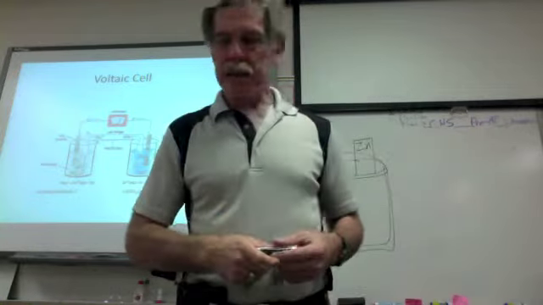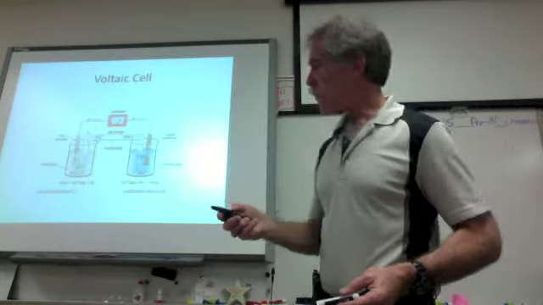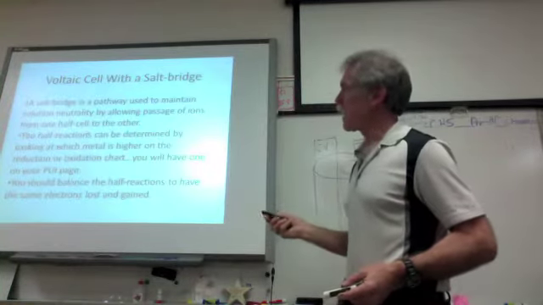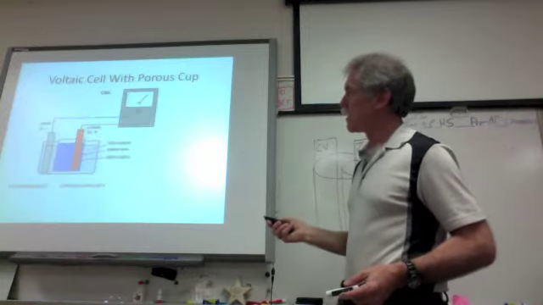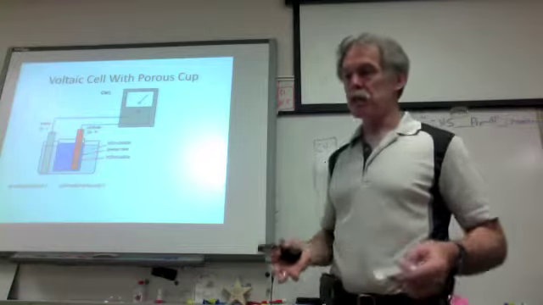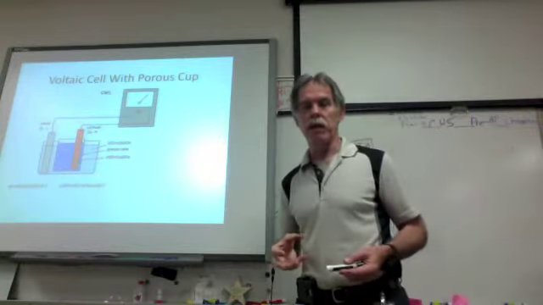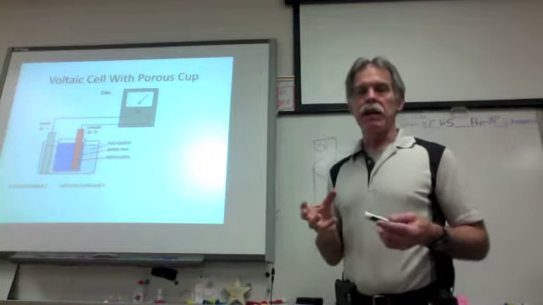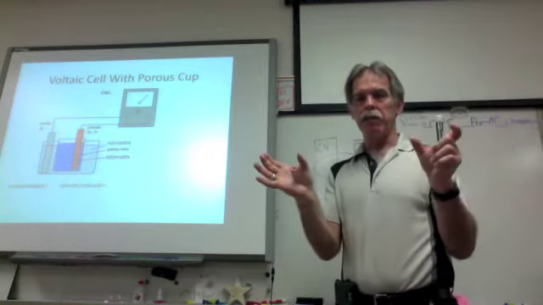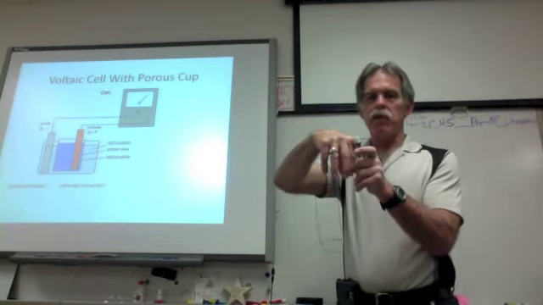We're going to advance forward a couple of slides to look at this model. This is the voltaic cell with the porous cup. It's the one that we're going to do in the lab, and we're actually going to build this one in the lab. So instead of having two different cups, it has a large cup, and then there's a porous cup that goes inside.